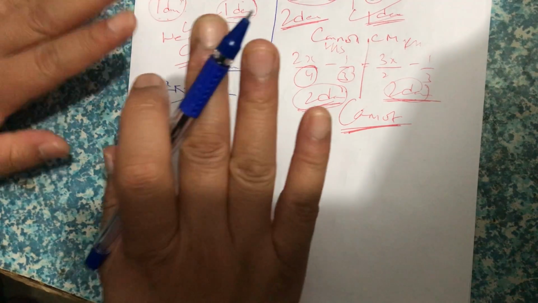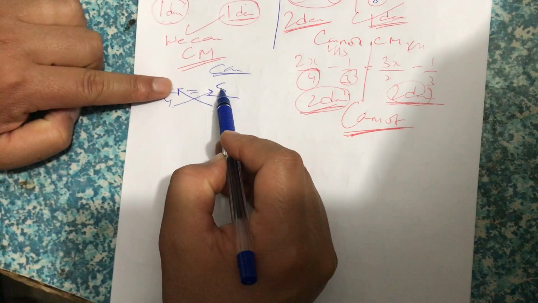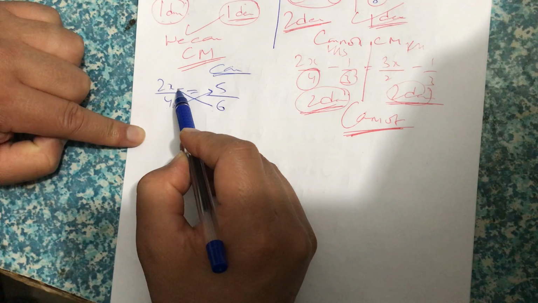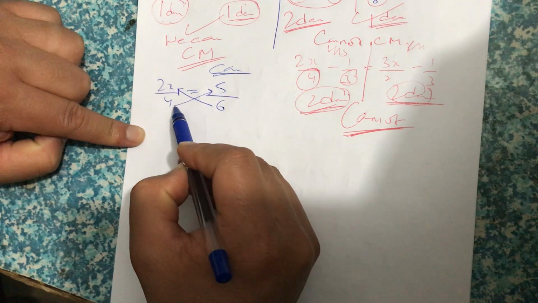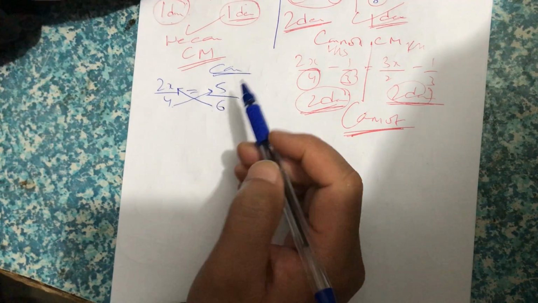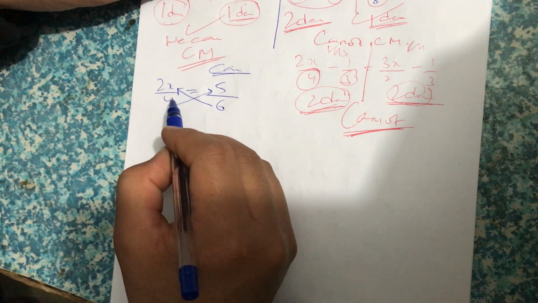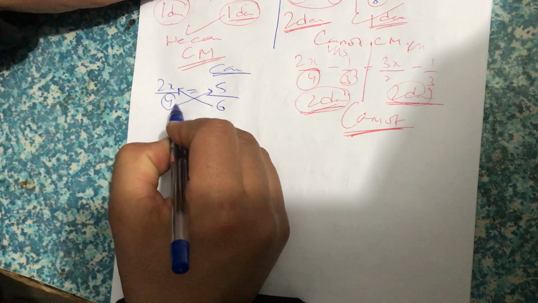The numerators will remain as they are, they will not go anywhere. The arrow indicates this denominator is going and getting multiplied with this, and this is going and getting multiplied with this. But before I cross multiply, before you move them, always go ahead and look at the denominators.